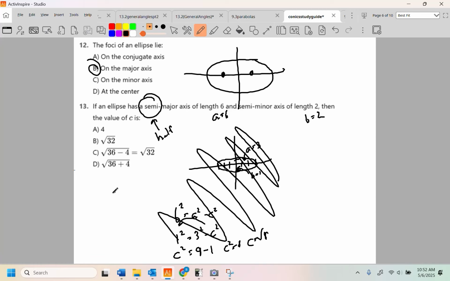All right, so anyways. Still going with b squared equals a squared minus c squared. B is going to be 2, so 2 squared equals 6 squared minus c squared. It's going to be 4 minus 36 equals negative c squared, so 32 is c squared, so root 32.